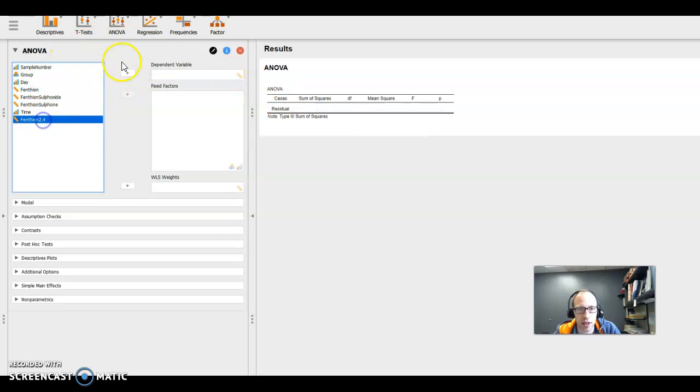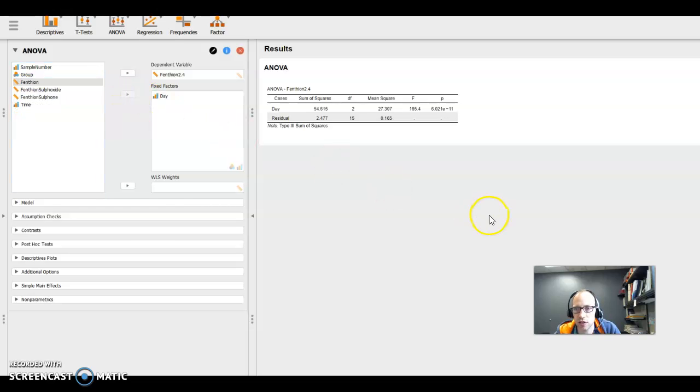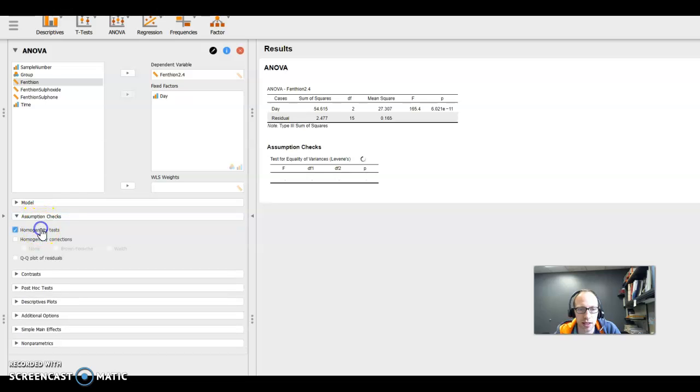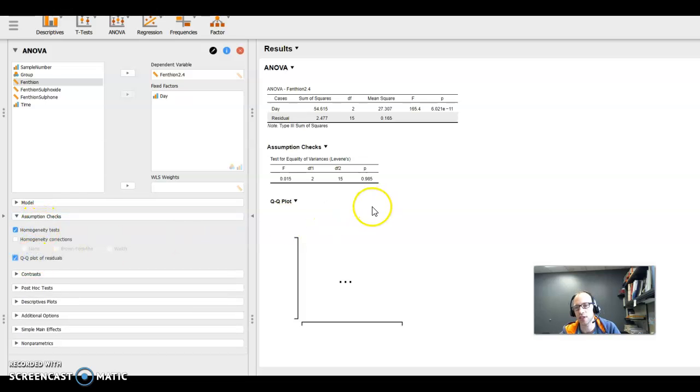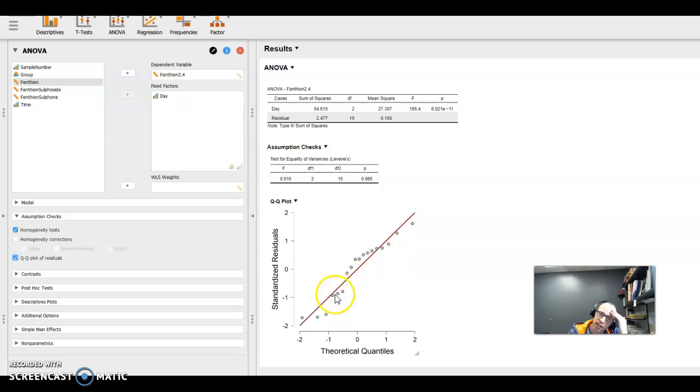Oh, now we have Fenthion to 2.4 as our dependent. Day is still our factor. And let's go ahead and at least peek at the homogeneity test and QQ plot. So the normality of the residuals still looks fine. These dots are roughly following the line. No clear trends otherwise.